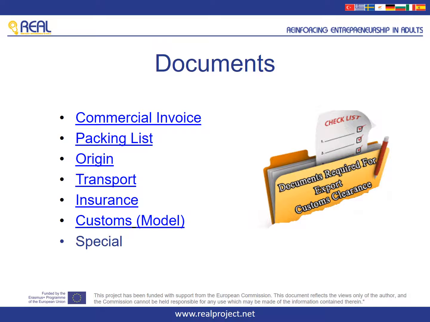When delivering a product to an international market, the exporter must prepare all the documents required. The exporter is responsible for preparing the commercial invoice, the packing list, and the origin documents. His shipping carrier will prepare the transport documents, and his customs agent will prepare the customs documents. An insurance company will make the insurance documents. The special documents will depend on the type of product to be delivered.